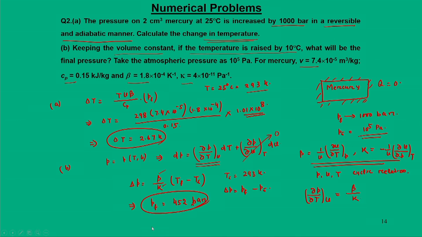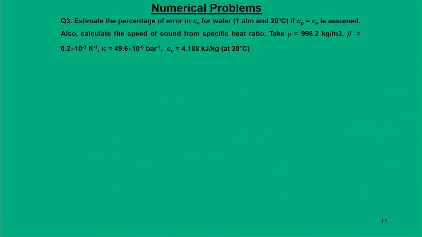So, what it says is that if the temperature of mercury is raised by 10 degree centigrade keeping volume constant, we require 452 bar for this change in the temperature. That is because the values of beta and kappa are very small. That means mercury is typically insensitive.